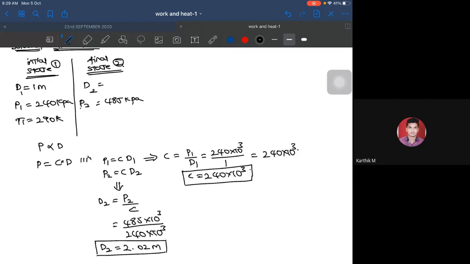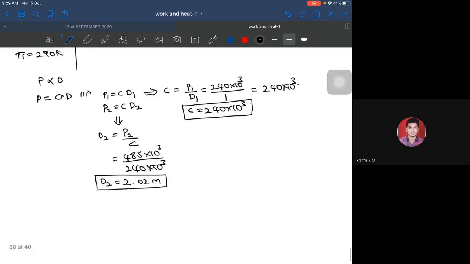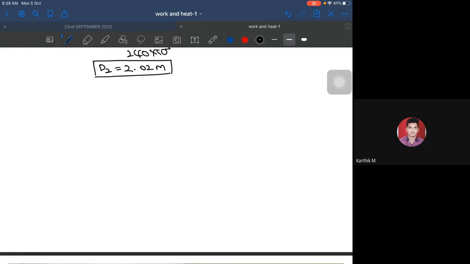Now I have the value of D2 just by equating the things, so I should update it back. It is 2.02 meters, which is the value of D2 at the final state when the pressure increased to 485 kPa. Now, the next step is the calculation of work done. Work done from 1 to 2 in a PdV displacement work is given by the integration from 1 to 2 of P into dV. Yes? Yes, sir.